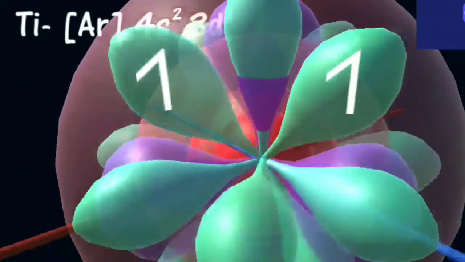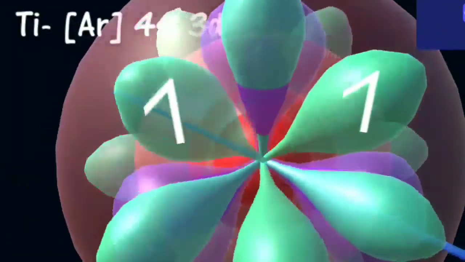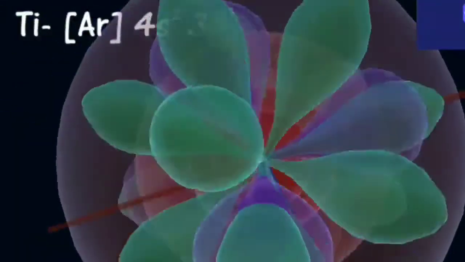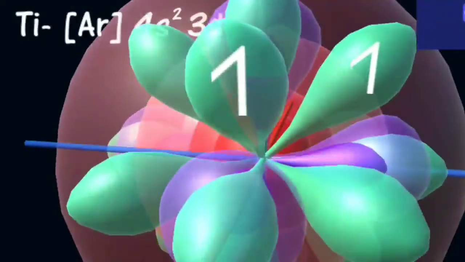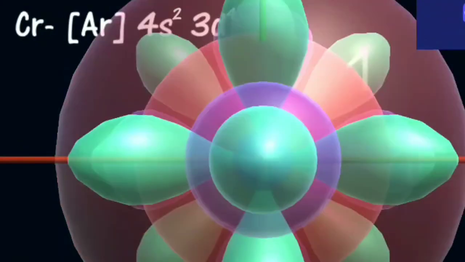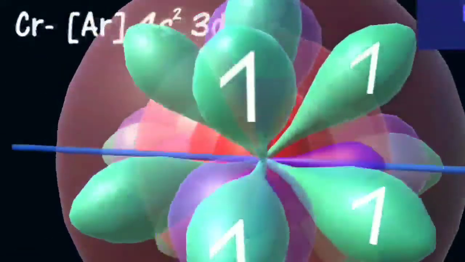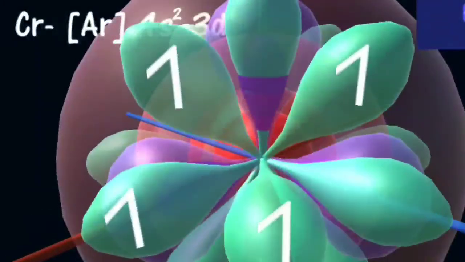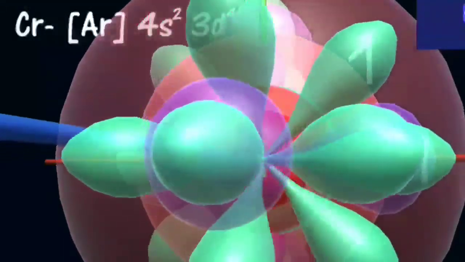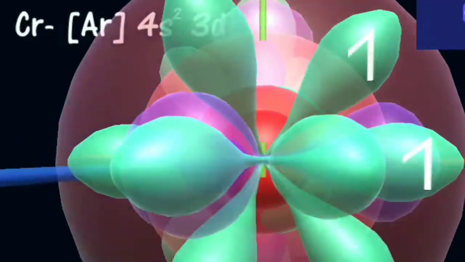And this one is titanium. Titanium you can visualize 3d², which means 2 electrons in 2 different orbitals. They have parallel spin. And chromium, there are 5 electrons because the configuration is 4s¹ 3d⁵, 5 unpaired electrons with the same spin.